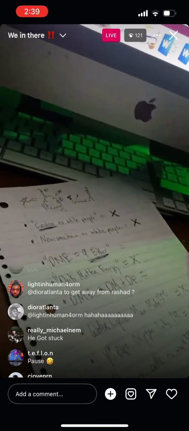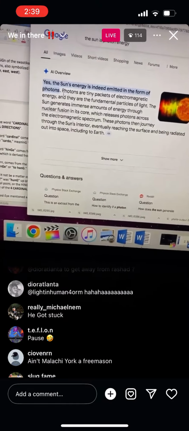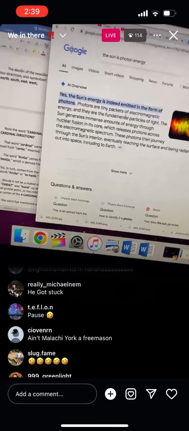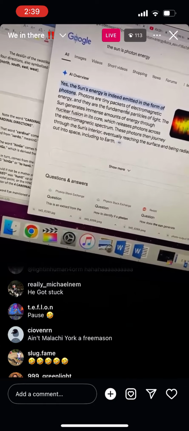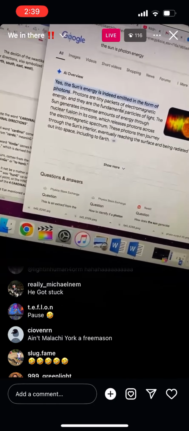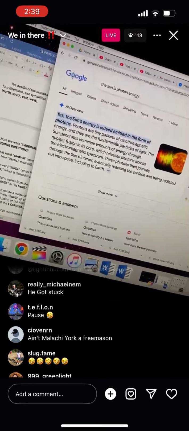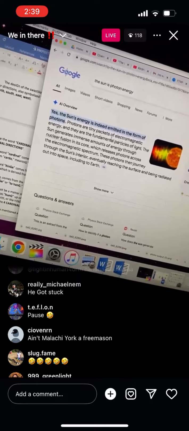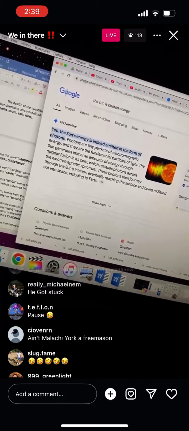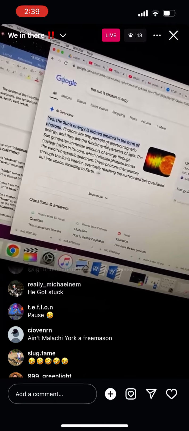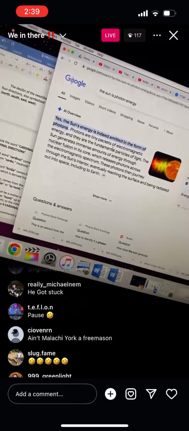Yes, the sun's energy is indeed emitted in the form of photons. Photons are tiny packets of electromagnetic energy, and they are fundamental particles of light. The sun generates immense amounts of energy through nuclear fusion in its core, which releases photons across the electromagnetic spectrum. These photons then journey through the sun's interior, eventually reaching the surface and being radiated out into space, including to Earth. The sun's energy is indeed emitted in the form of photons.